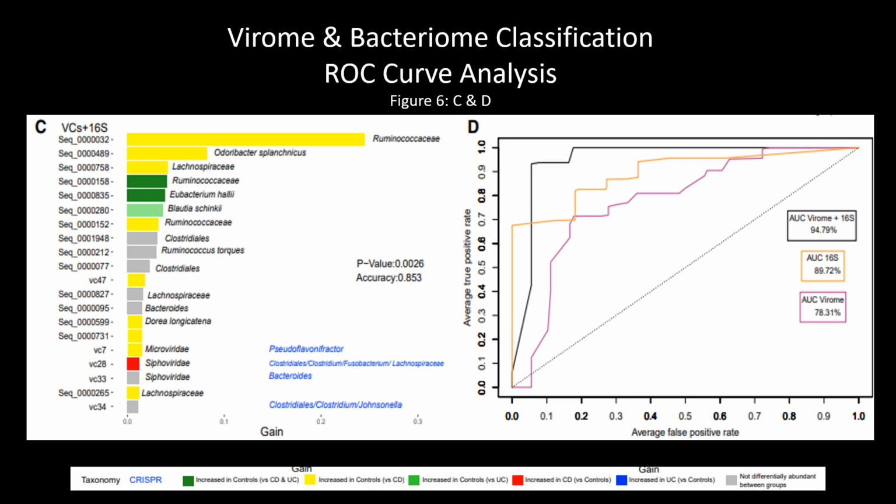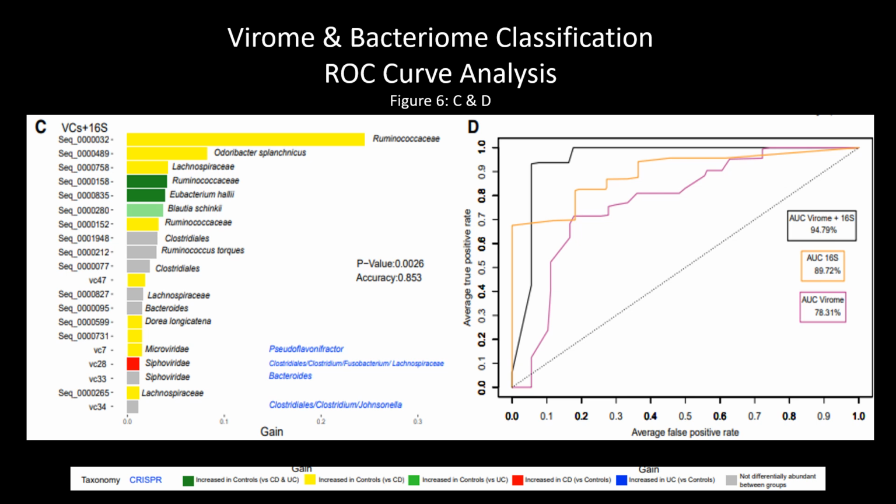I'm just going to very briefly go over these two figures. So figure C has an 85.3% accuracy, and this is just showing that combining bacteriome and virome improves classification accuracy. And it's much more accurate, suggesting the strong link between the two.